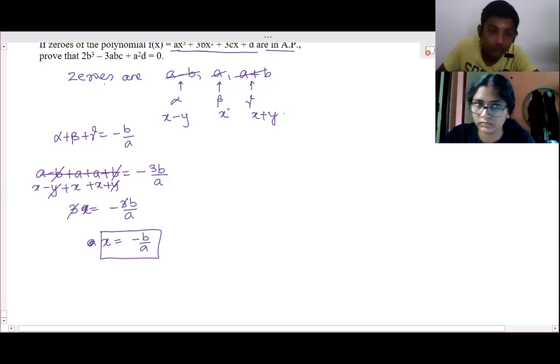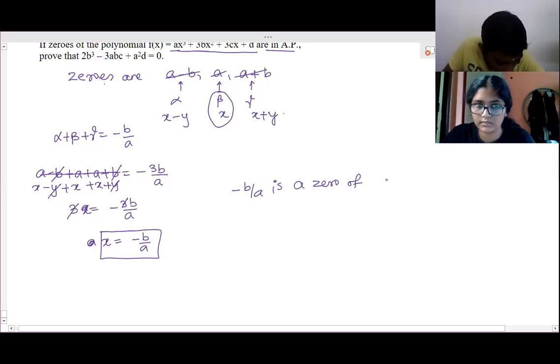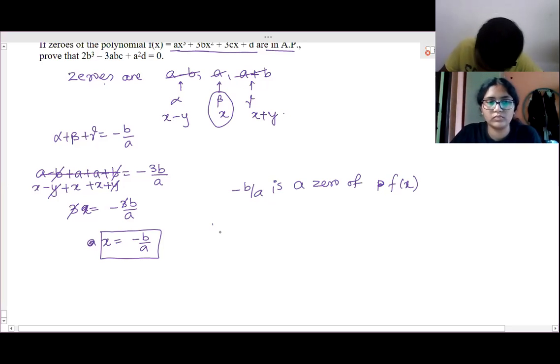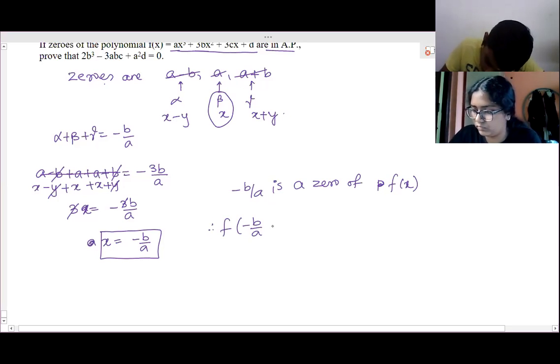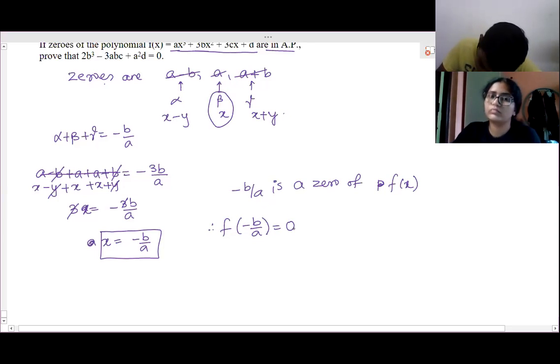So x is beta, one of the zeros. Yes, Twinkle, further? After that, in the equation it is given ax cube plus bx. So we can substitute the value of x in the equation. Yes, right. So minus b by a is a zero of f(x). Therefore, f of minus b by a will be equal to 0. Remainder will be 0 because minus b by a is a zero. So the value of the polynomial, when you substitute the value of x as minus b by a, is 0.